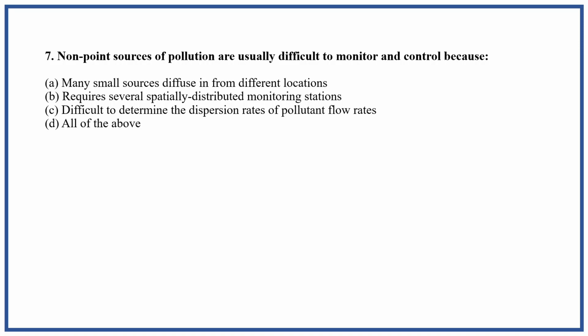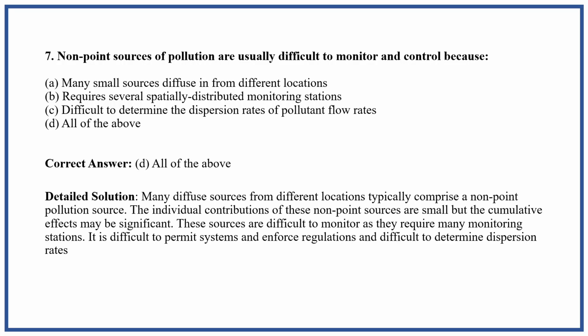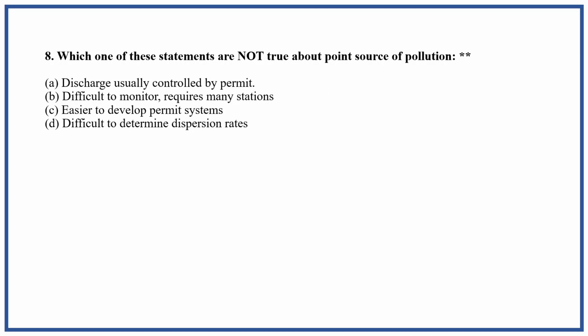Those who are joining now, I would request you to go through the question and type in the correct answer in the chat box. Okay, so D is the correct answer, all of the above, because we know that non-point sources, we don't have a specific point of discharge. It can be either through surface runoff or any other flow. So the rate of dispersion and the diffusivity, it's difficult to calculate in this case.